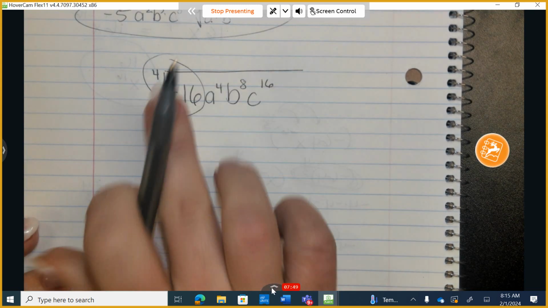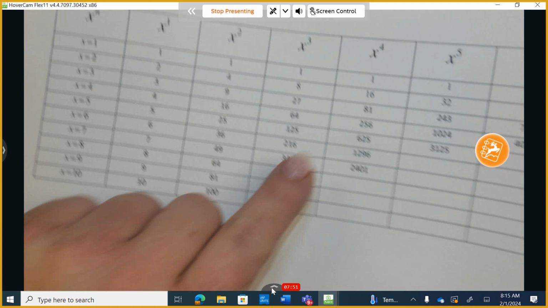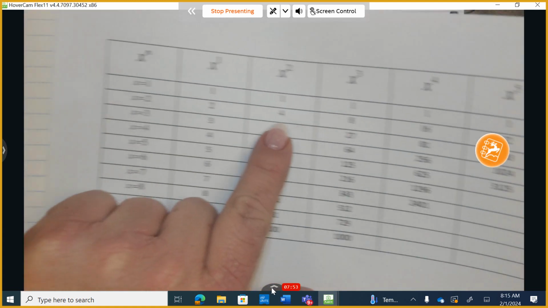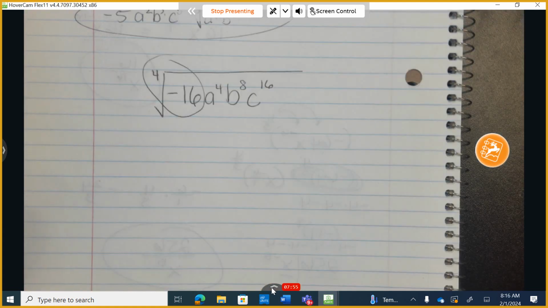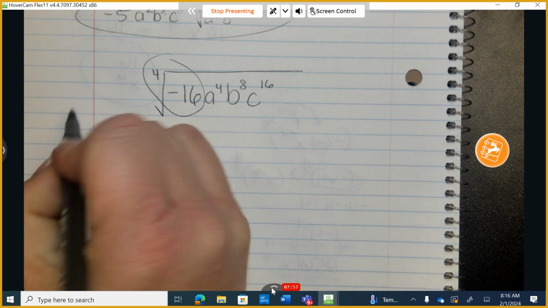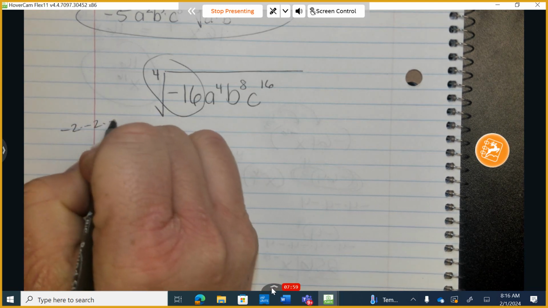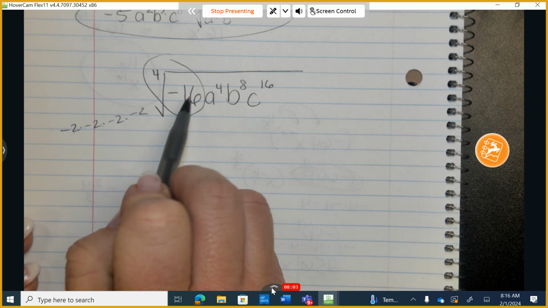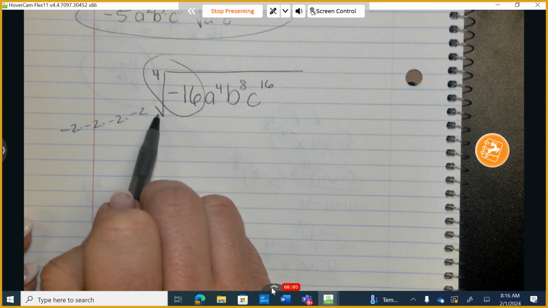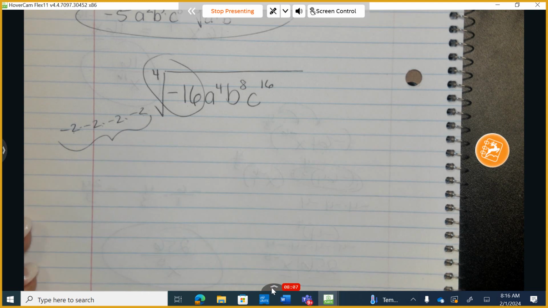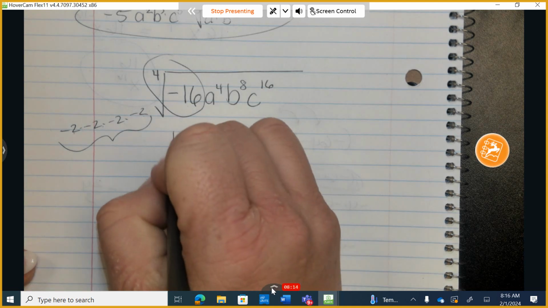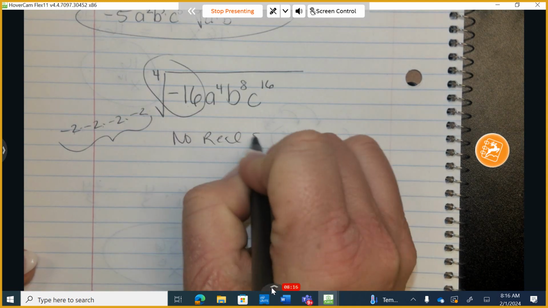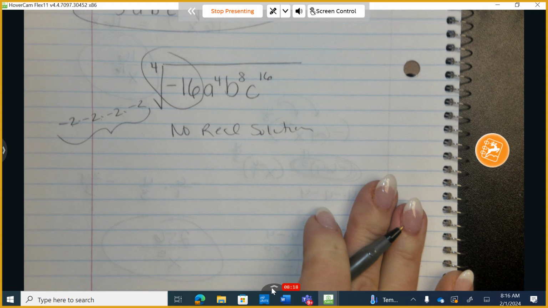Watch this. Okay, I'm going to go into column 4 and I'm going to locate a 16. I saw a lot of you doing that. You come off to the side and you say, okay, 2, but I want it to be negative. So you're going to put negative 2 4 times. So 2 times 2 times 2 times 2 is in fact 16, but I want a negative, so I have to make it negative 2. But I have an even number of negatives. What does an even number of negatives produce? Always a positive, not a negative. This is no real solution. Let's move on to the next one.